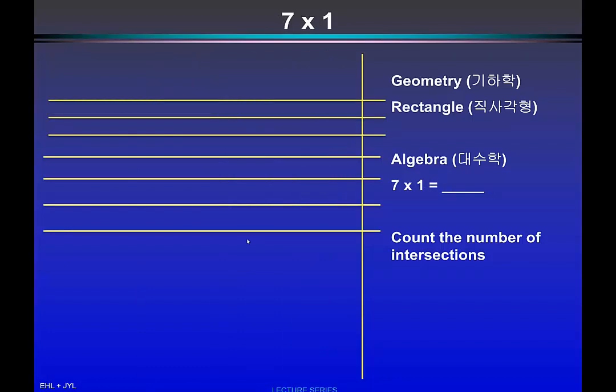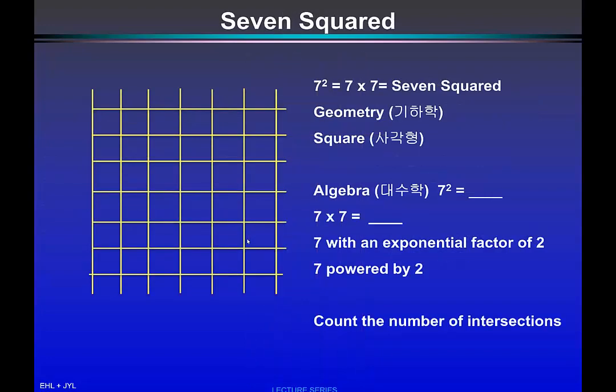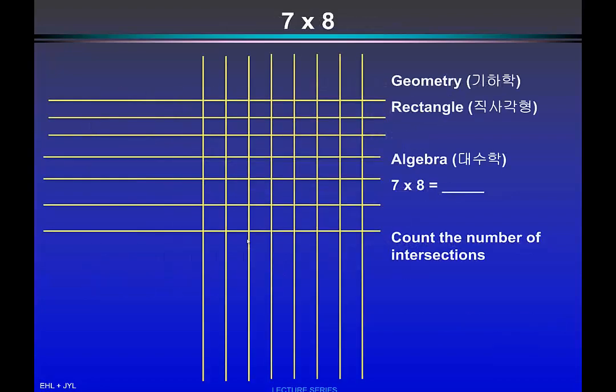7 times 1 is 7. 7 times 2 is 14. 7 times 3 is 21. 7 times 4 is 28. 7 times 5 is 35. 7 times 6 is 42. 7 squared, which is 49, with an exponential factor of 2, or 7 power of 2. And you have the geometry of a square because you have 4 sides that are equal.